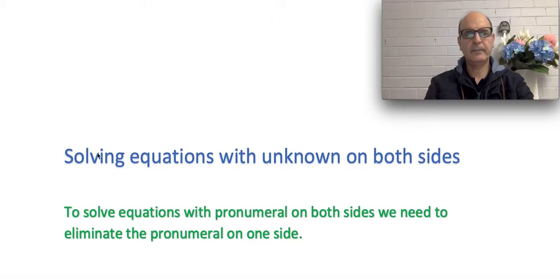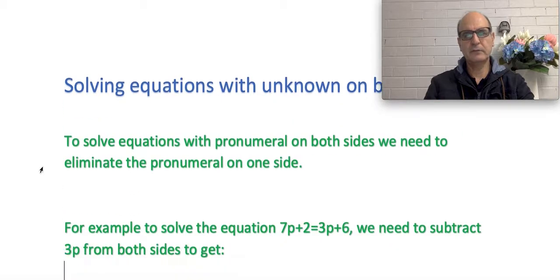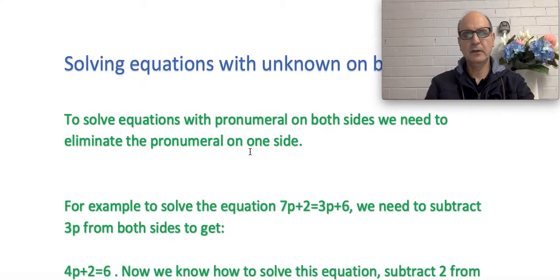Hello. In this session, we're discussing how to solve equations where unknowns are on both sides. Your pronumeral is on both sides. So far, the equations we looked at were the ones which had the unknown only on the left-hand side. But today we are learning how to solve equations like this: 7p plus 2 is equal to 3p plus 6.